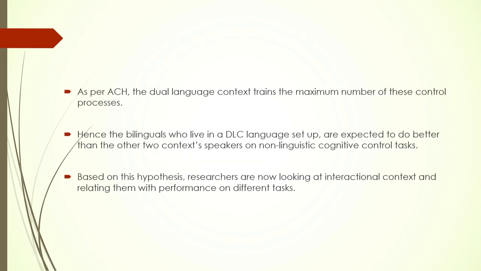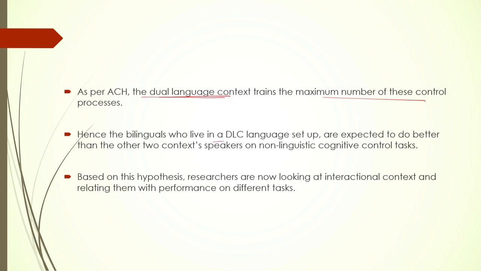So, to summarize, as per this ACH, the dual language context trains the maximum number of these control mechanisms. Out of these 8, almost 5 or 6 are trained by the dual language context. Whereas for the single language context, only a few control mechanisms are trained, and dense code switching also similarly trains only a few of these control mechanisms. As a result of which, what happens?